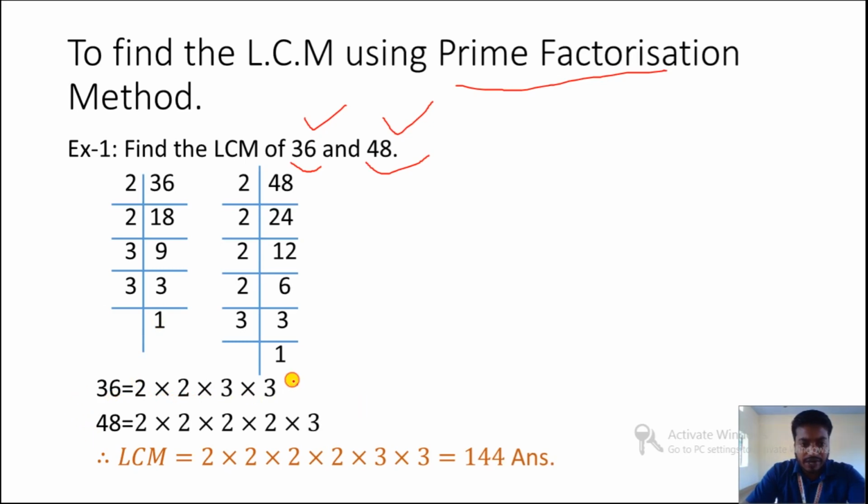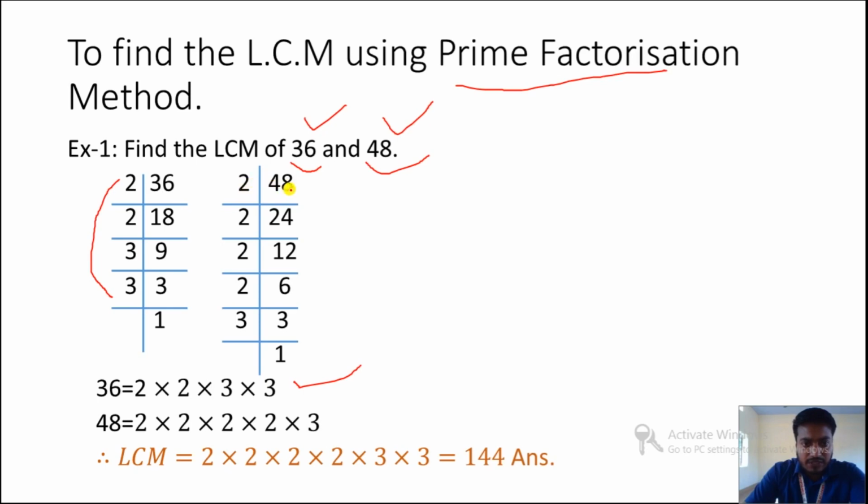Like this you have to write whatever factors we got, and arrange them. After that, in the same way we find them for 48. First we divide by 2, the smallest prime number. The unit digit is 8, so easily we can divide by 2.